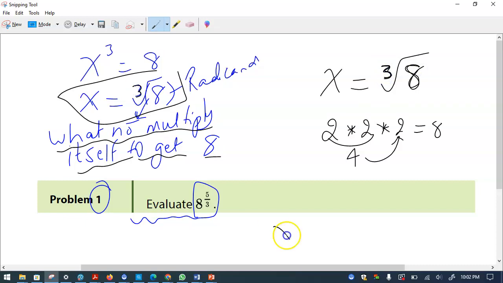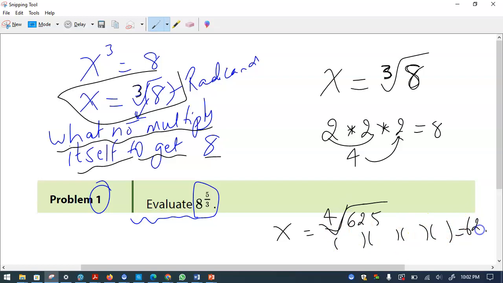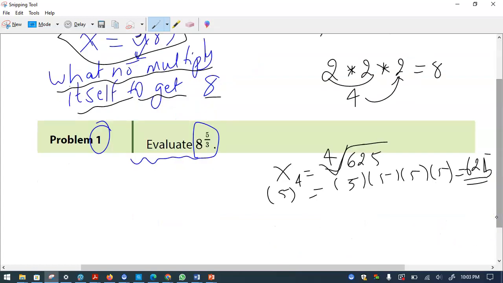Sometimes you can ask, what is x if x equals the fourth root of 625? The question is what number multiplied by itself 4 times gives 625. That's all it means, which is raised to the power 4. It's going to be 5, 5, 5, and 5. So 5 raised to 4 is 625, and we can write that 5 is the fourth root of 625.